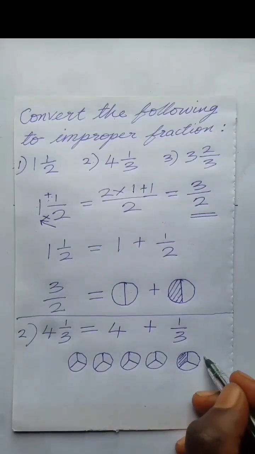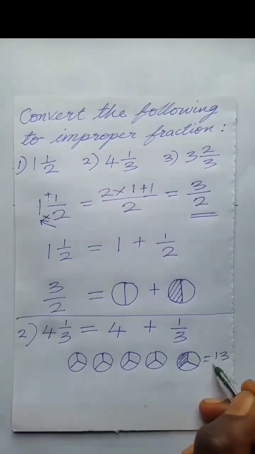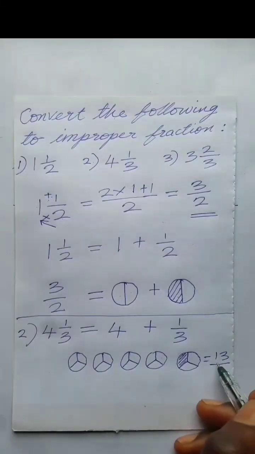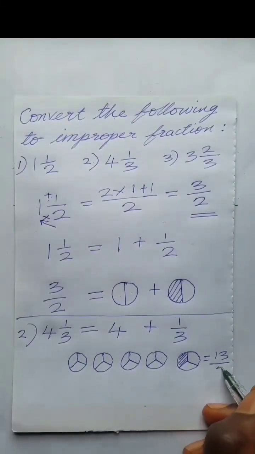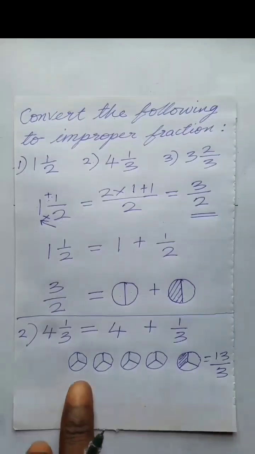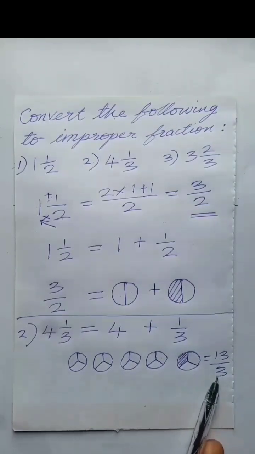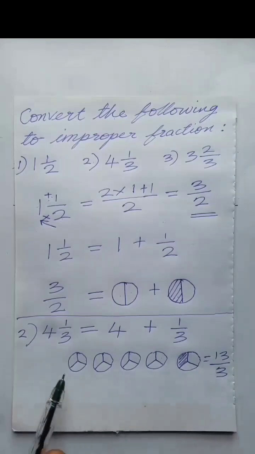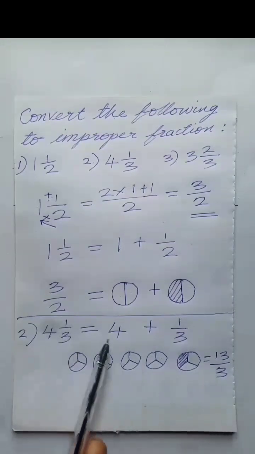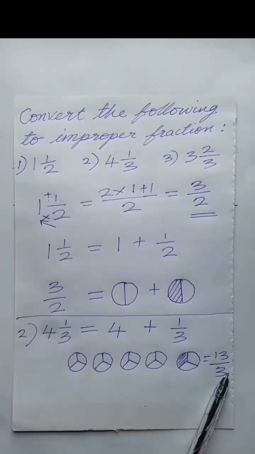That would be what? 13 over how many places was each orange divided into? 3. But we are not in kindergarten, so we won't be using this approach. This is just to explain to you why we have the answer we have. But we are not using this approach anymore.